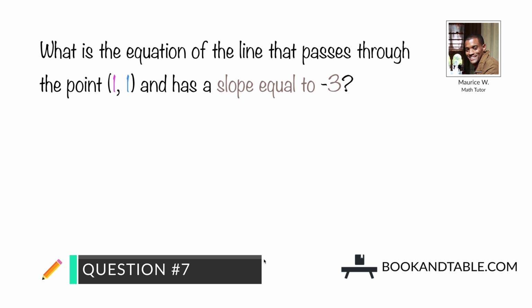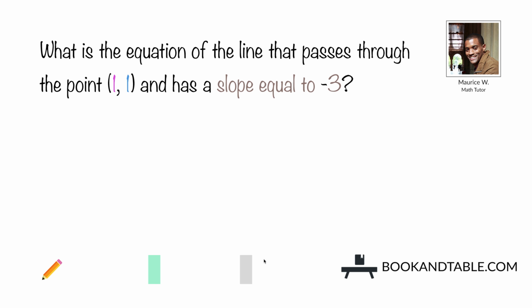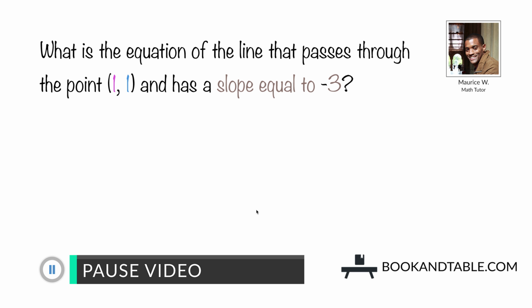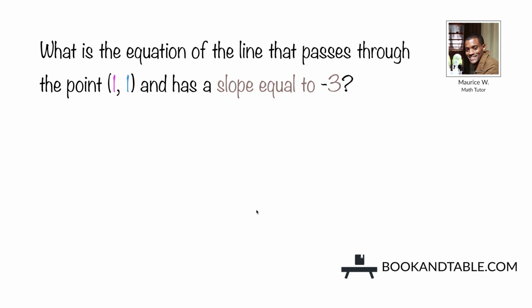Question number 7. What is the equation of the line that passes through the point 1, 1 and has a slope equal to negative 3? Pause the video, answer this question, and then press play when you are ready to begin.